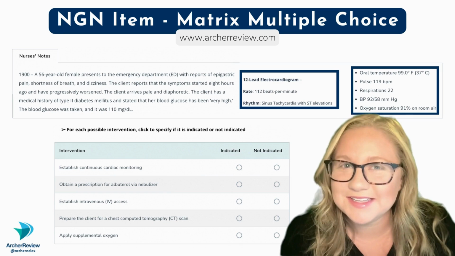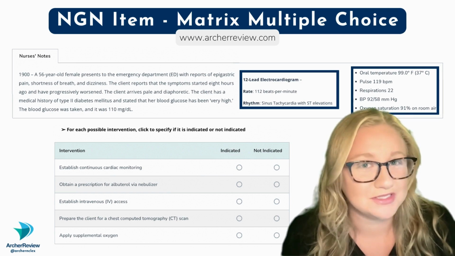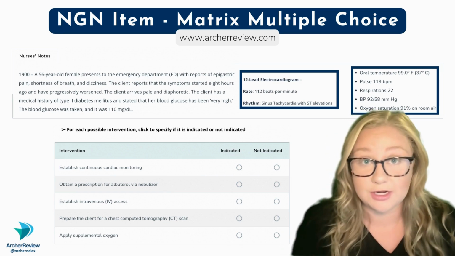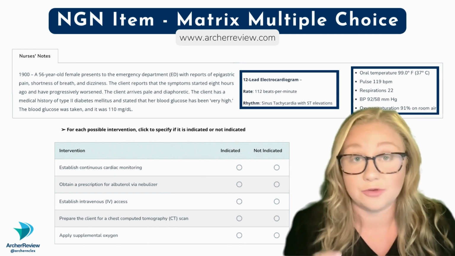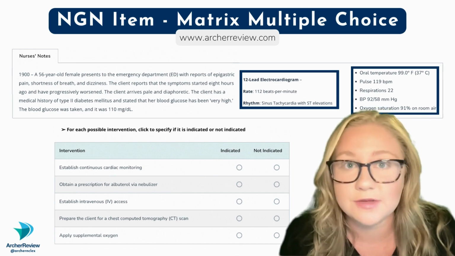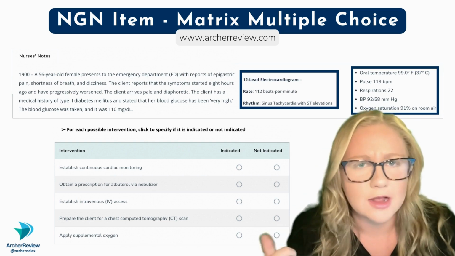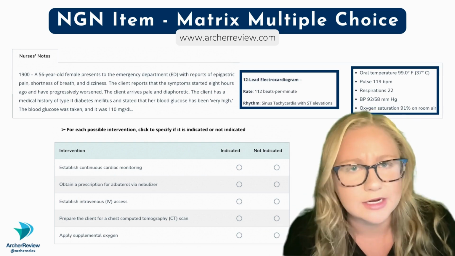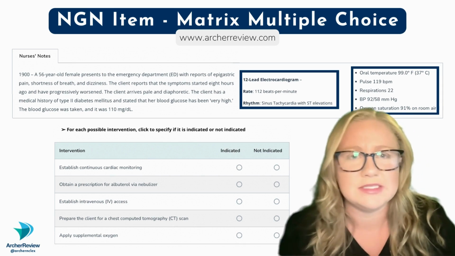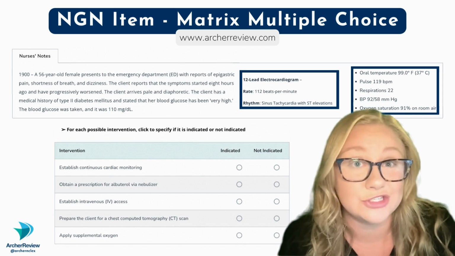A client comes into the ED with epigastric pain, shortness of breath, and dizziness. This started 8 hours ago. It's getting worse. They're pale, diaphoretic, and have a history of type 2 diabetes. When we take a look at their vitals, they're tachycardic, hypotensive, desaturated. So we grab a 12 lead and we see sinus tach with ST elevations.